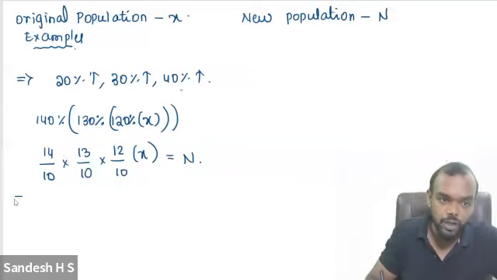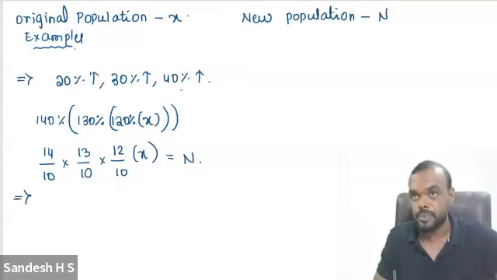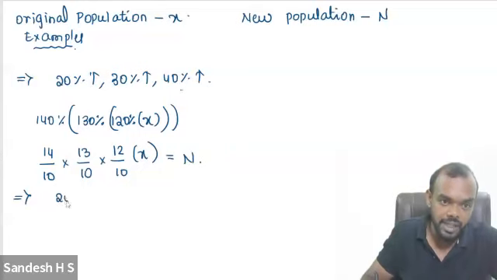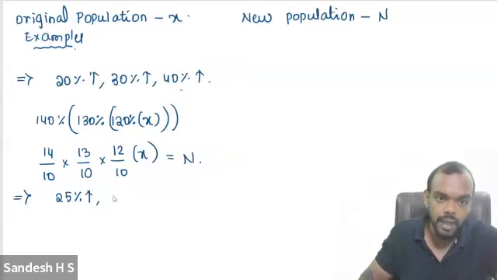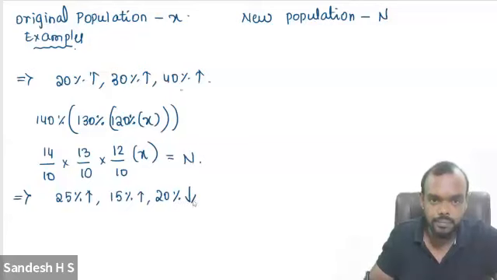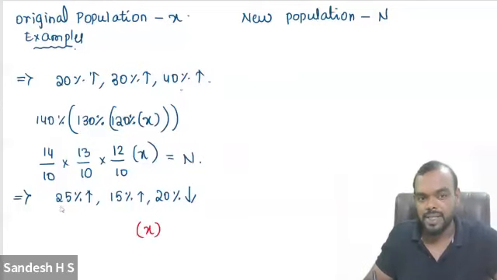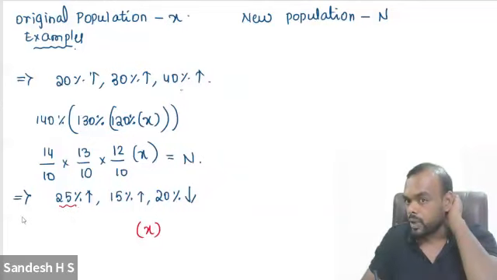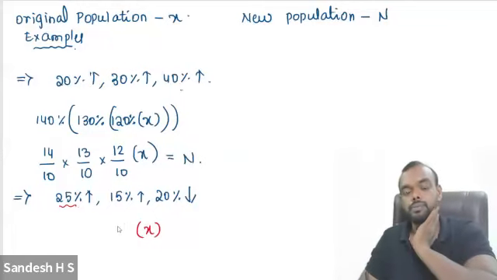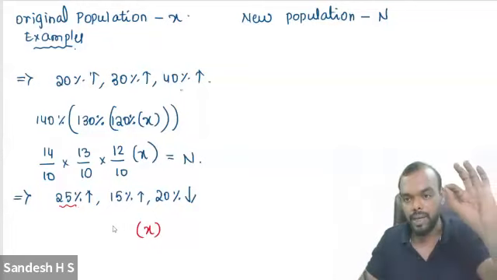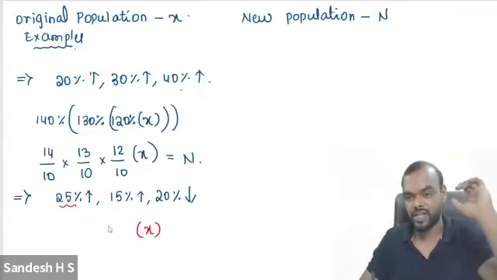Okay. Now let us try to write everything in a single step. Let us say population is increased by 25%, and increased by 15%, and then decreased by 20%. Let us consider the original population as X. Okay, start from here. Increased by 25% means what will you write? I want you to tell me in fraction. Directly fraction. Manoj, what will you write?